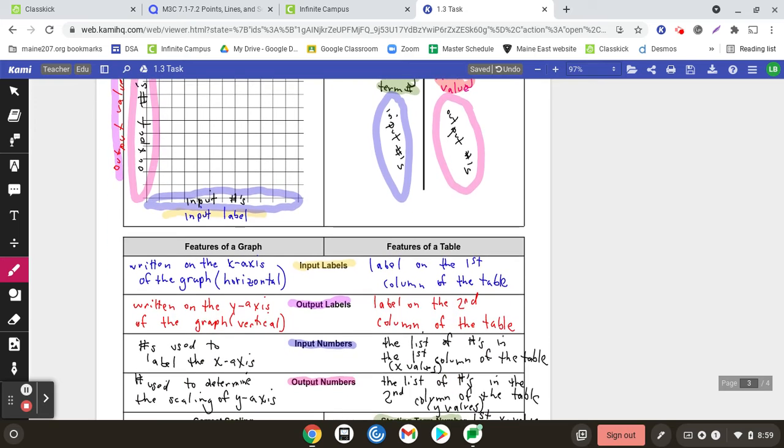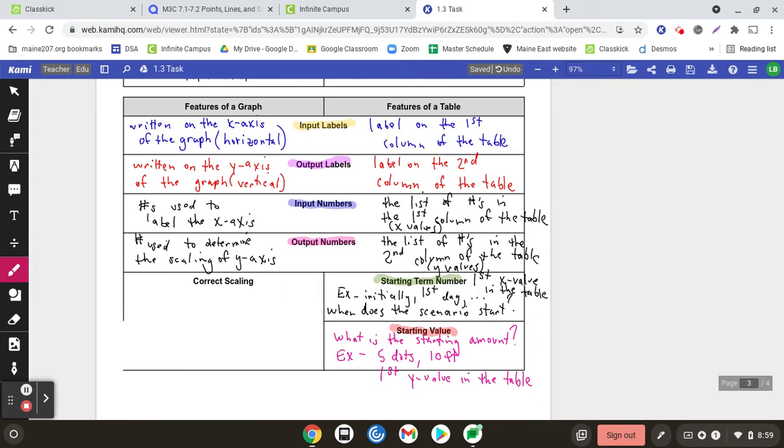So what do we mean by scaling and correct scaling? Well, scaling means evenly spacing the numbers on the two axes. So on the x-axis and on the y-axis. And I'll show you some specific examples on the next page.